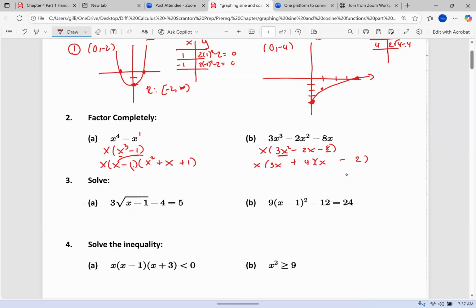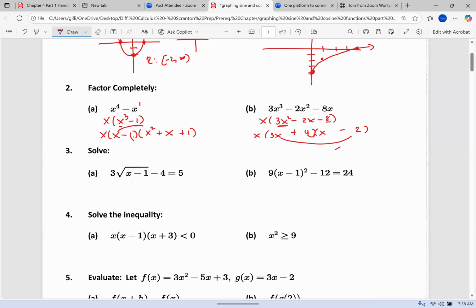Let's see if that works. That would be -6x, right? Plus 4x is -2x. Oop, and I think I got the right combination. So there is my final answer to that one.